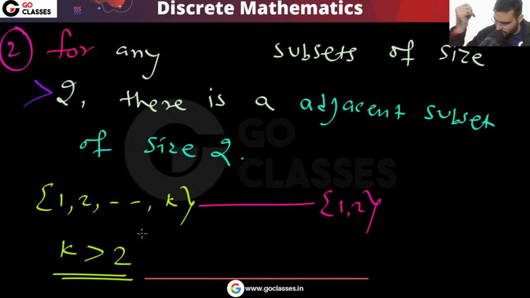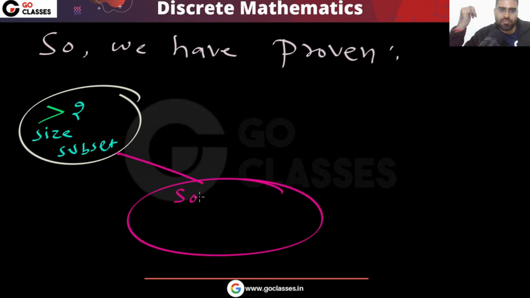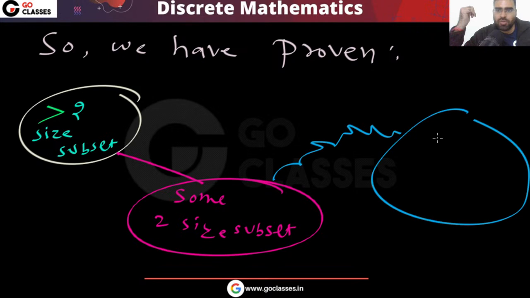So finally, what we have done? We have proven that whatever subset of size greater than or equal to 2 you take, it will have a path. Any subset of size greater than 2 that you take will be adjacent to some size-2 subset, and that will have a path to any size-2 subset.